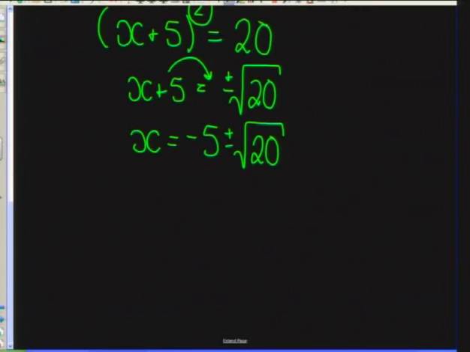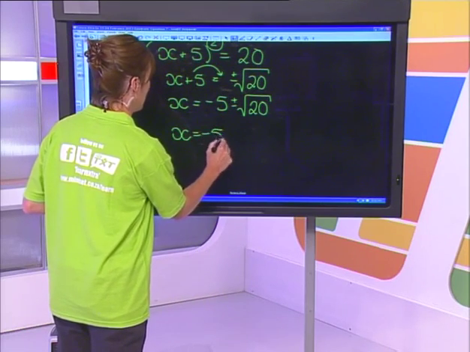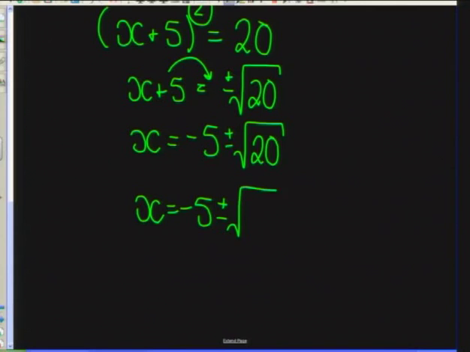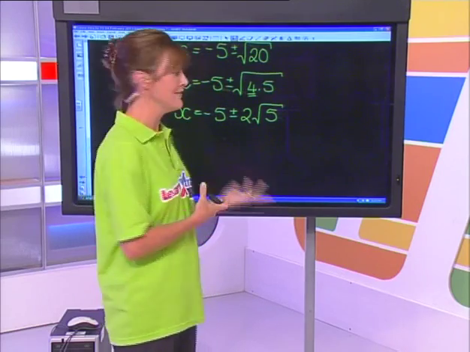Bearing in mind that if you've got a surd, we can simplify those surds. So let's do that quickly. I've got x equal to negative 5 plus or minus the square root of 20. The factors of 20: if I say 4 times 5, that's still equal to 20, except now 4 is a perfect square. So we can take the square root of 4 out of the root. We've got negative 5 plus or minus 2, and I'm going to have to leave root 5 as a surd, because we don't have a rational value for the square root of 5. So we're leaving our answer in surd form.